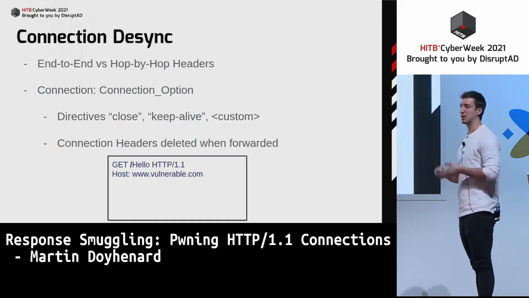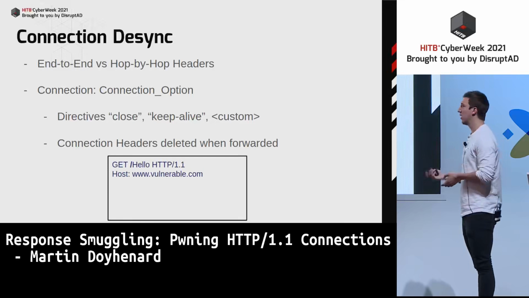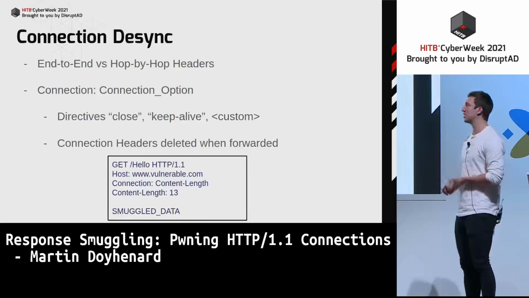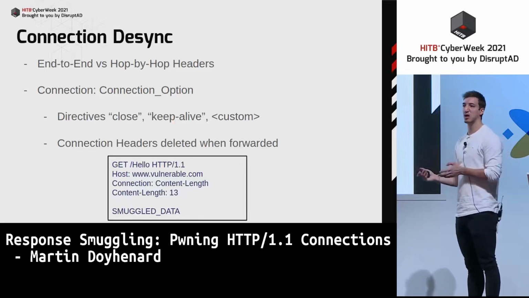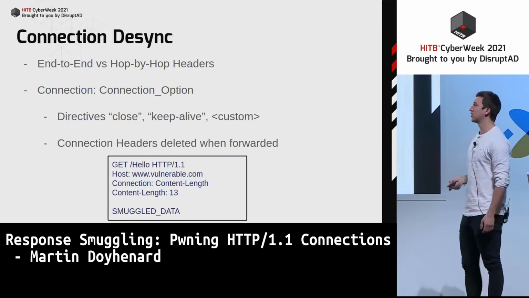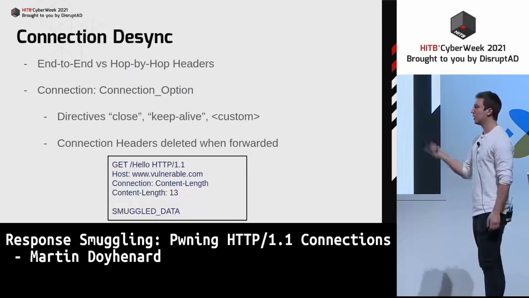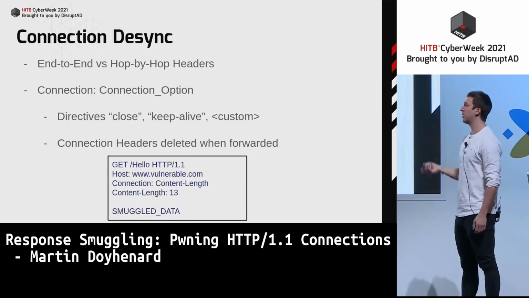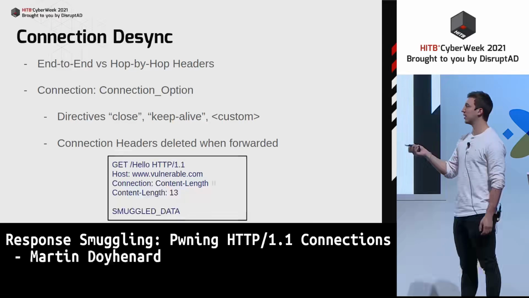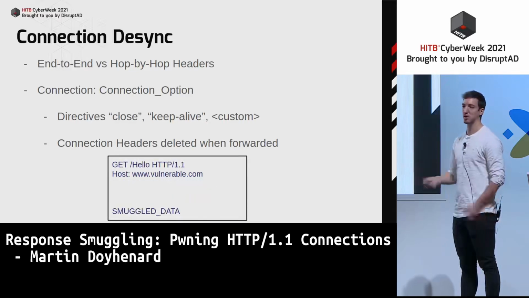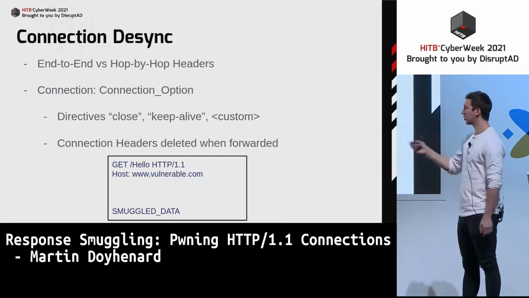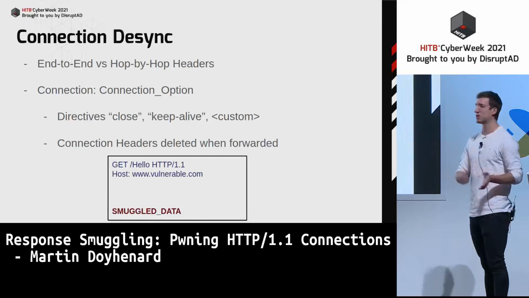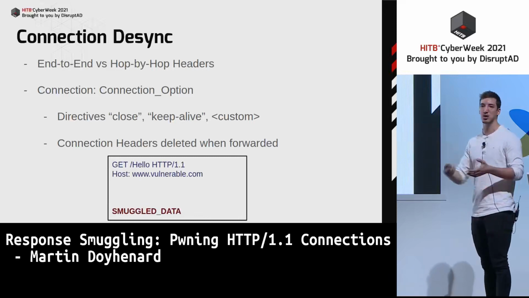So it's not interesting when using keep-alive or close, but what if, instead of setting a keep-alive or a value that is expected, we set some value that is expected to be an end-to-end header? For example, the content length. So if I send this request to a proxy, the proxy will think that the content length is 13 bytes. It will forward the entire request, but before it does, it will remove the content length header and the connection header, because it thinks it's a hop-by-hop header. So when this reaches the backend, the smuggled data will be considered to be another request, because the content length is not there anymore, so it will consider it to be 0.